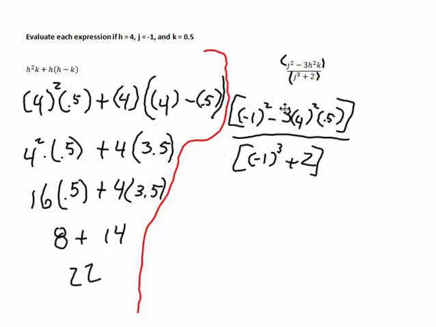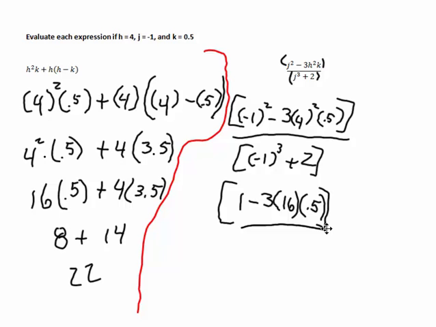So the entire numerator, we handle parentheses and then exponents, and here we have an exponent here and here. So -1 squared is -1 times -1, which is a positive 1. And I'm going to keep that in brackets for right now. Minus 3 times 4 squared. Well, 4 squared is 16. And I'm going to leave that here. And we're going to multiply that by 0.5.